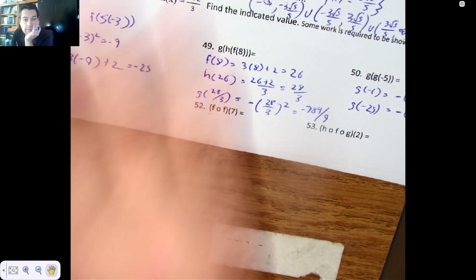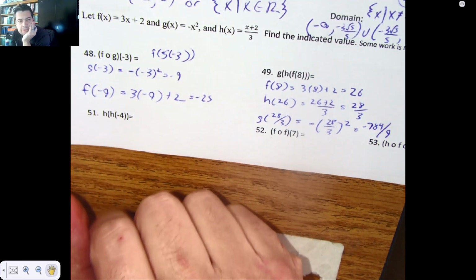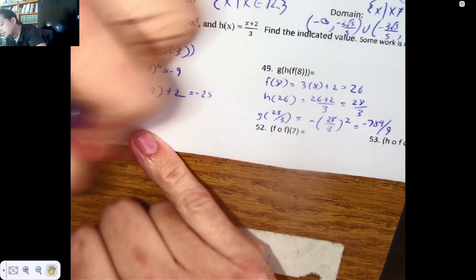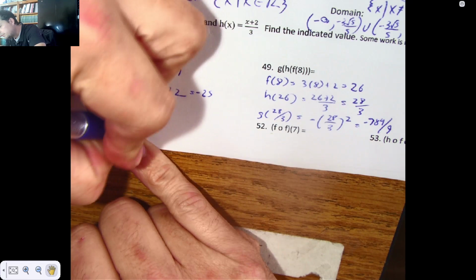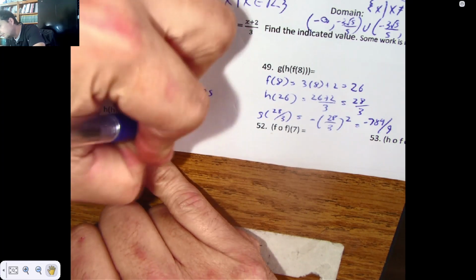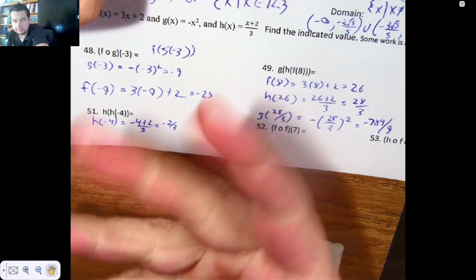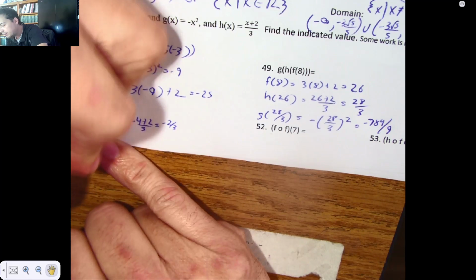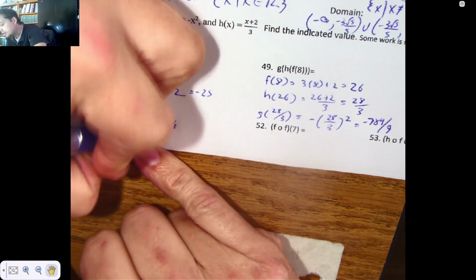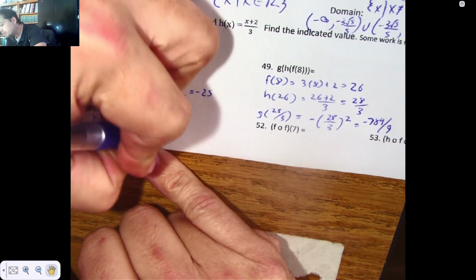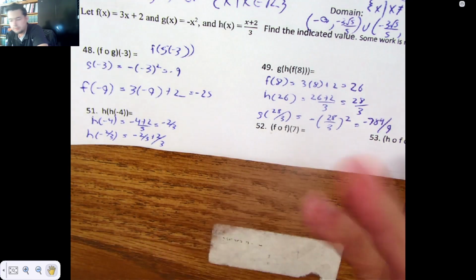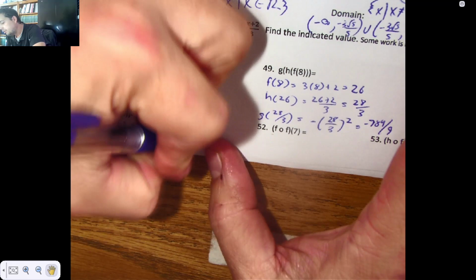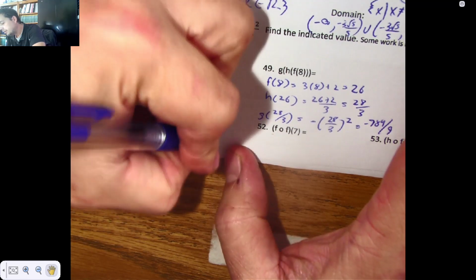H of h of negative 4. H is that fractional function, isn't it? So h of a negative 4 is a negative 4 plus 2 over 3, which is negative 2 thirds. And then it gets ugly, because now I got to find h of a negative 2 thirds. Well, that's negative 2 thirds plus 2 over 3. This isn't so bad. Negative 2 thirds plus 2 should be 4 thirds. This is 4 thirds over 3, which is 4 ninths.